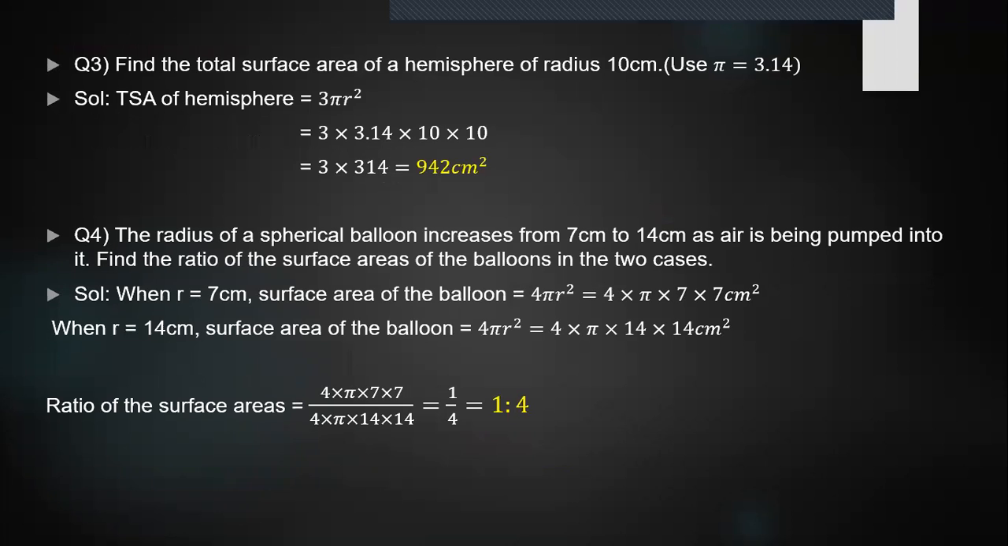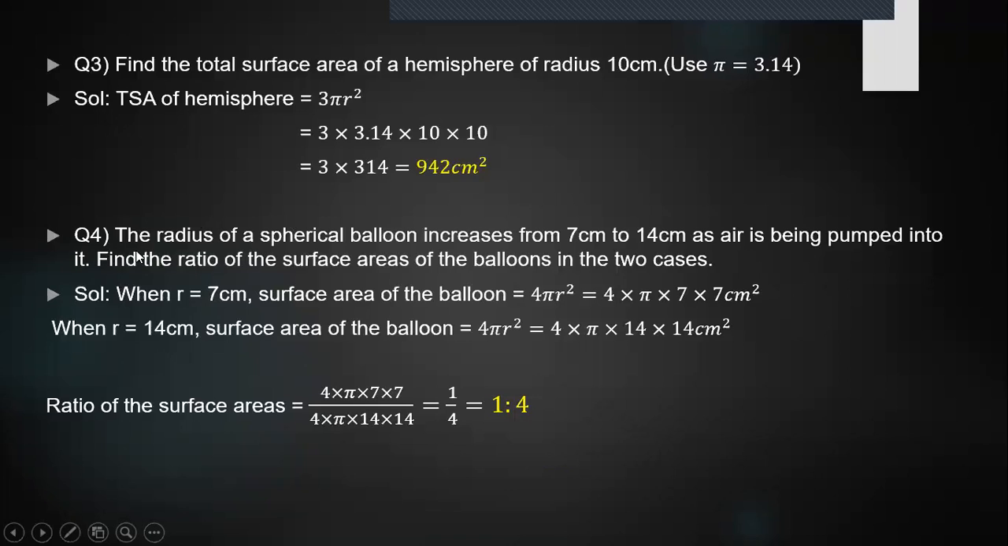Next, I'm moving to question number 3. Find the total surface area of a hemisphere of radius 10 centimeters. Use pi as 3.14. The total surface area of a hemisphere is 3 pi r square. Substitute the values. What you see over here is 3.14 gets multiplied with 10 into 10. Now, two tens when multiplied lead to 100. And when you multiply 3.14 with 100, you get rid of the decimal completely. That's 3 into 314, which is equal to 942 centimeters square.